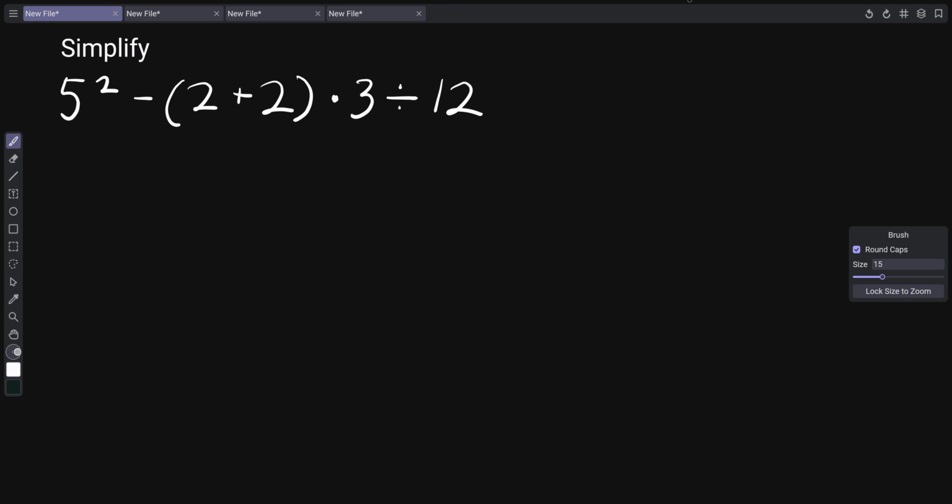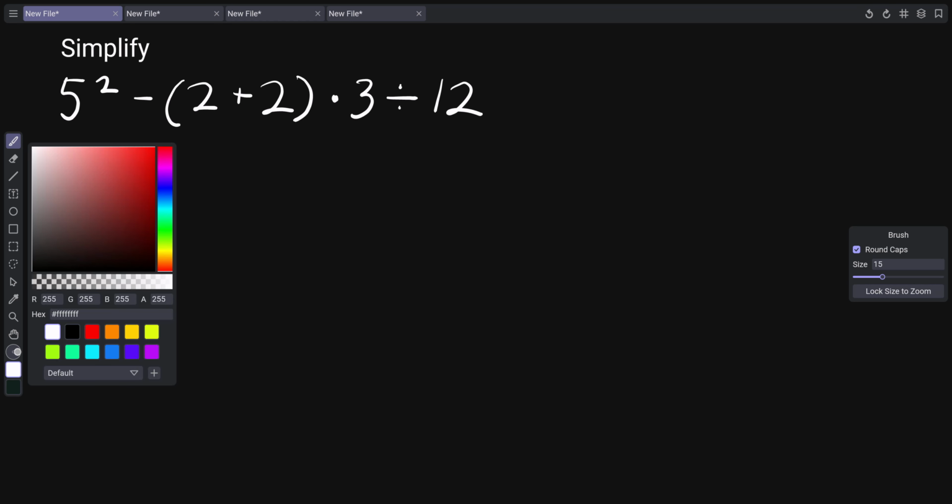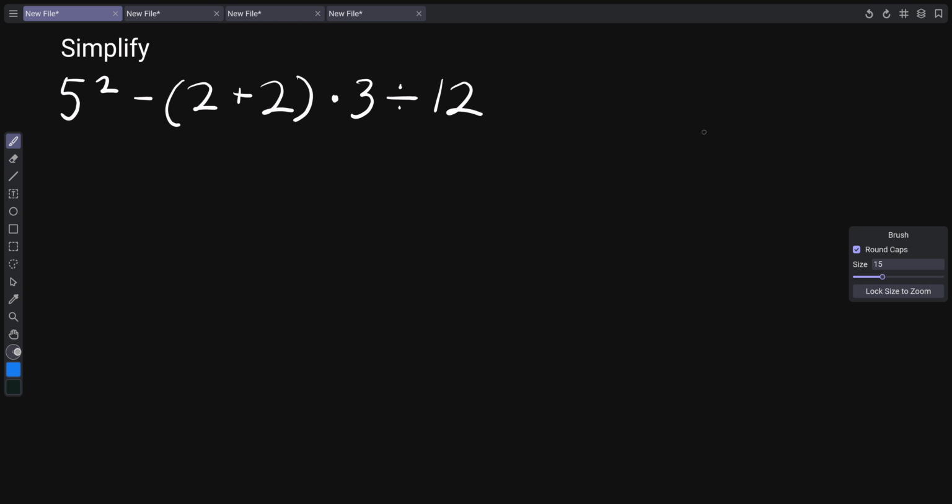If you find yourself really struggling in college algebra, then it might be because you don't understand a core concept, and that is the order of operations. Now, to help us better understand the order of operations, there is an acronym that we use called PEMDAS.